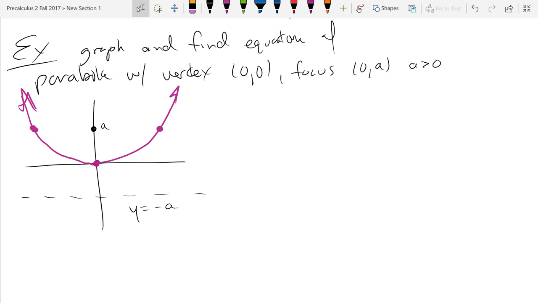Now, if you remember back to Precalculus 1 class, basically, this is going to look something like y equals ax squared. It's very similar to that. We're going to figure out exactly what it is. It's a happy parabola. It's opening up. It's a normal parabola we're used to. So let's write down the distance equation. Distance from the directrix to the point is equal to the distance from the focus to a point.